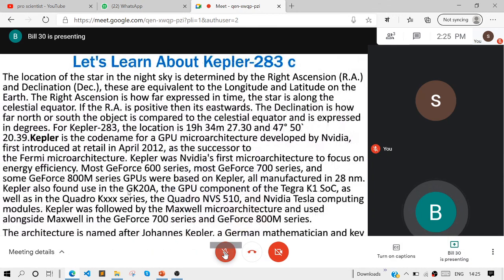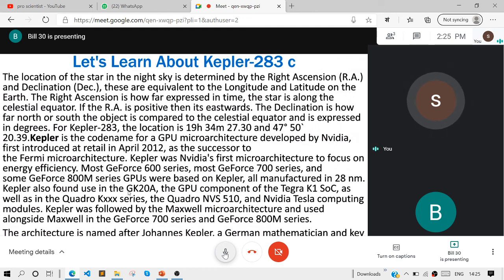So our first planet which we shortlisted is Kepler 283c. The location of a star in the night sky is determined by the right ascension and declination. These are equivalent to longitude and latitude on the Earth.